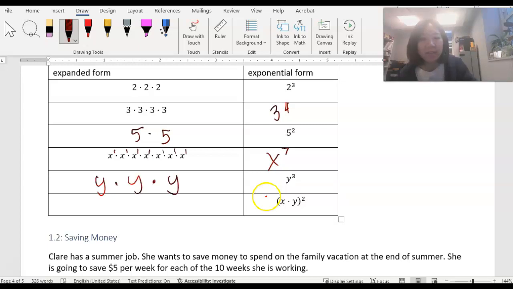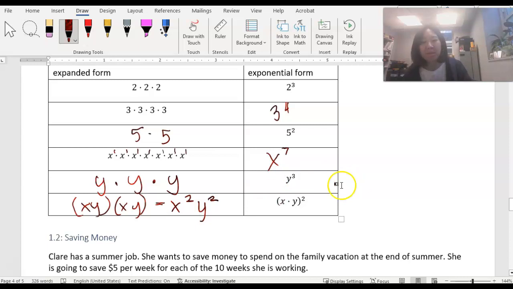Now in this case, x times y squared is interesting because this would essentially be x times y times x times y. Well, this can also be x squared times y squared. So as long as you are multiplying everything by the exponent, in this case outside of the parentheses, you are all set to go.